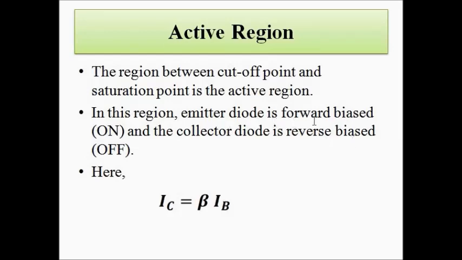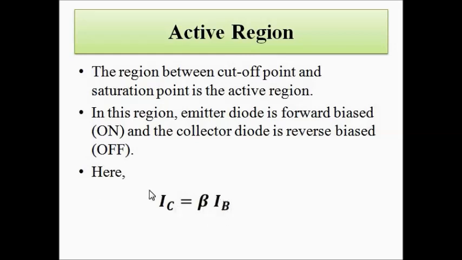The emitter diode is forward biased, which means it is on, it is short circuited, while the collector diode is reverse biased, it's off, it's open circuited. Now in that case, this relationship is applied: IC is equal to beta IB, where beta is the current amplification factor.